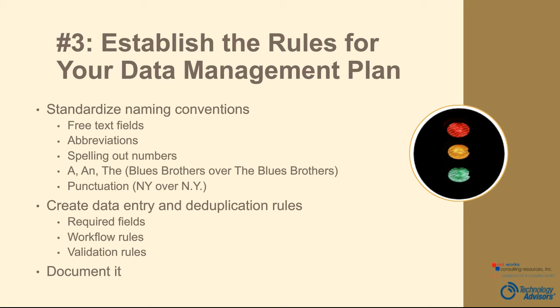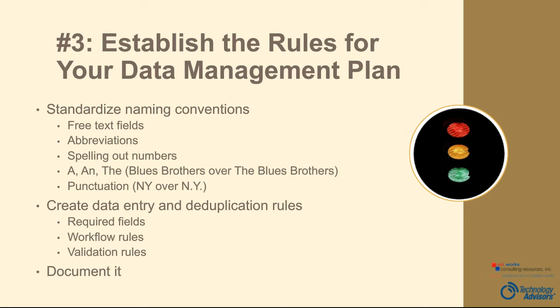Spelling out numbers is a best practice to avoid errors and create consistency. So consider that as an option for your data management playbook. So as an example, instead of the number 3 for 3rd Street, you would write out THIRD Street.